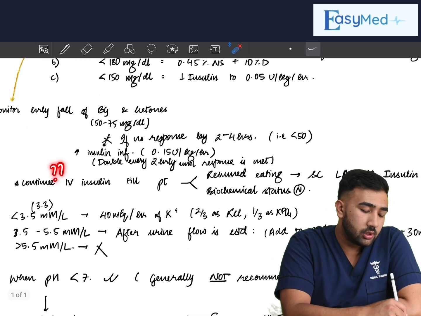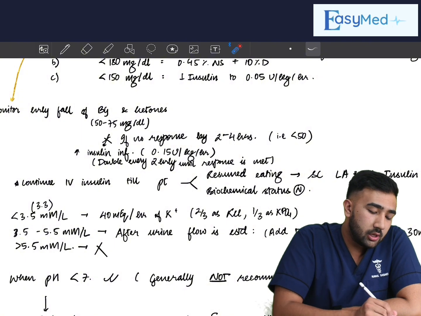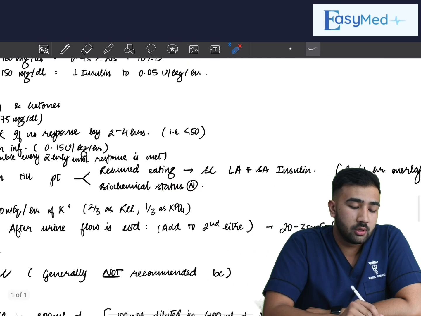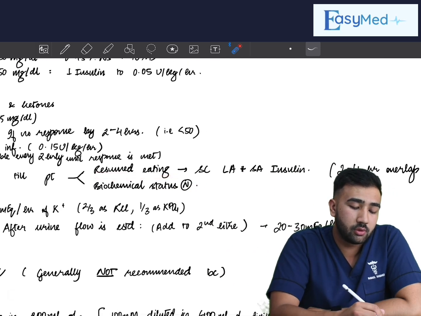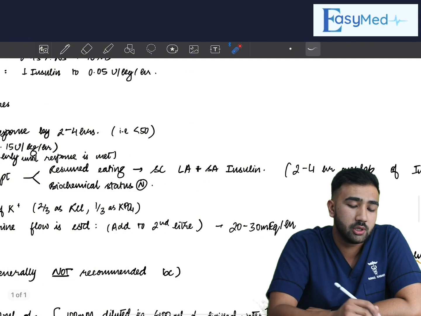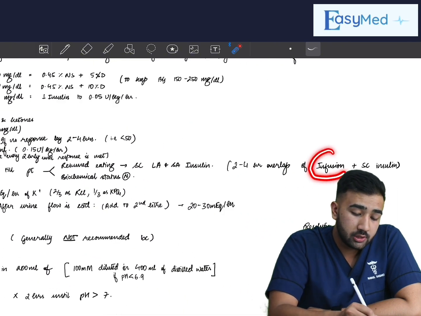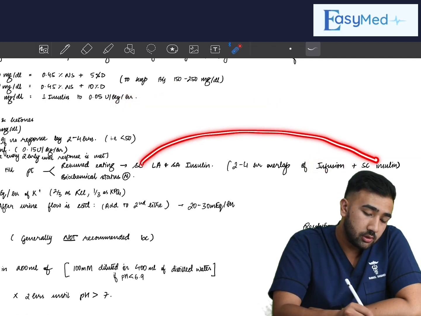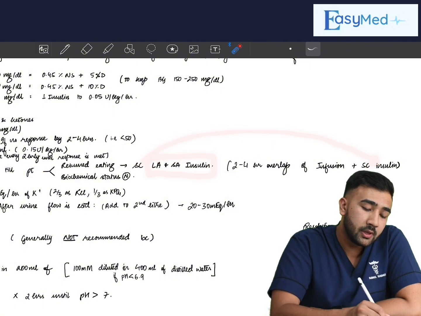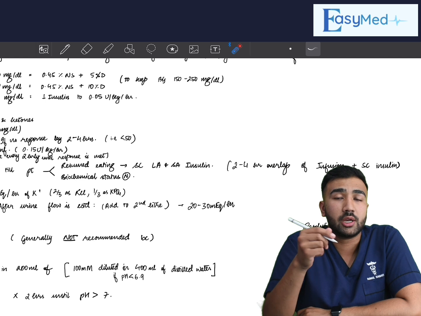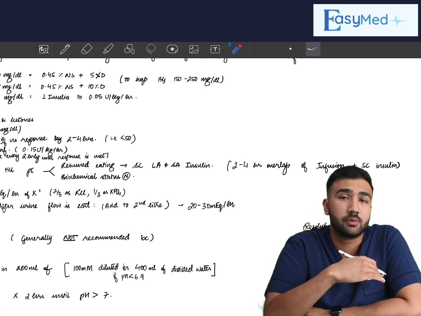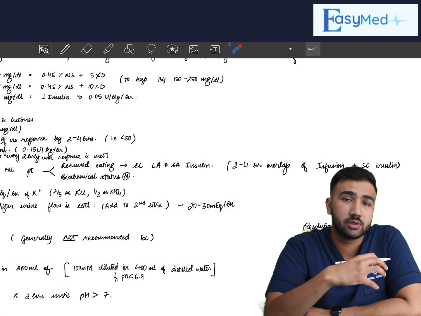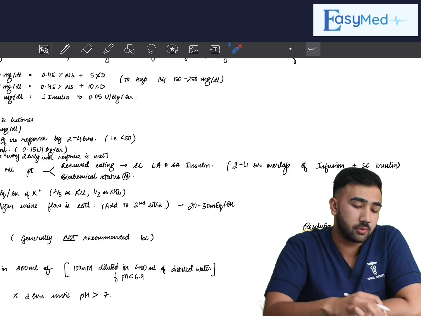Now the common question is till when to continue the IV insulin, and the answer is till the patient has resumed eating and the biochemical status are normal. Once the patient has resumed eating, then we can give subcutaneous long acting as well as short acting insulin. Now there must be a 2 to 4 hour overlap. So it's not like we stop the infusion and then after the patient starts eating give subcutaneous after a while. The infusion has to be also continued, and along with it we have to initiate the subcutaneous treatment as well. And after 2 to 4 hours we can stop the infusion.